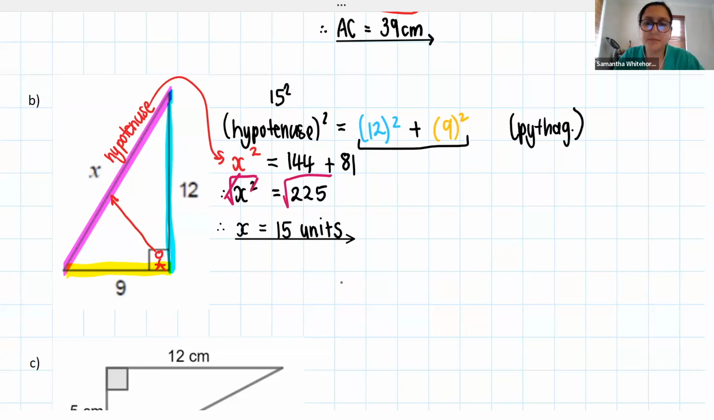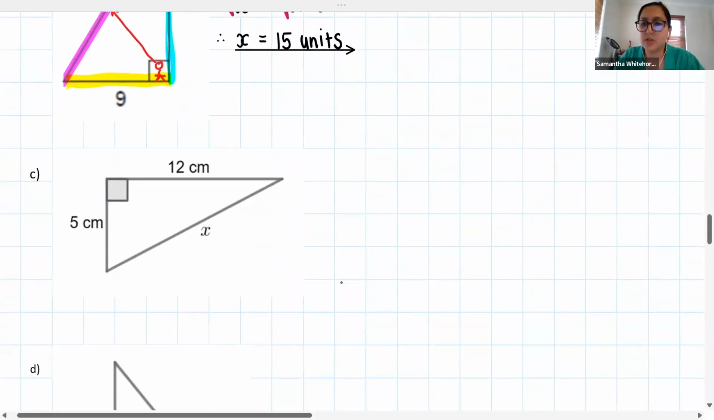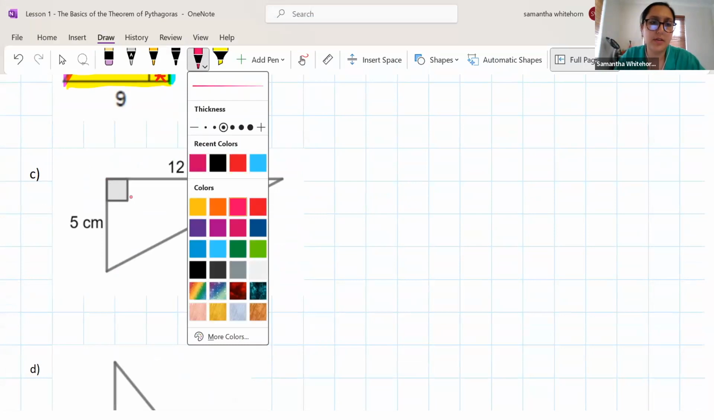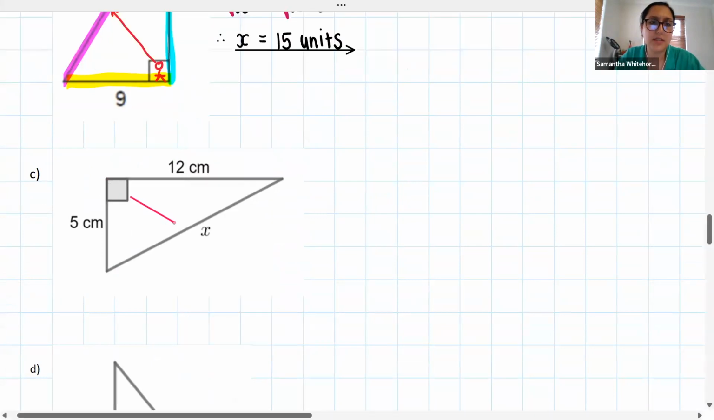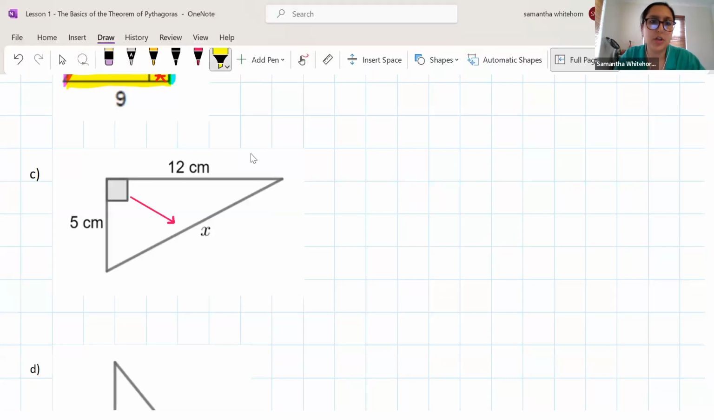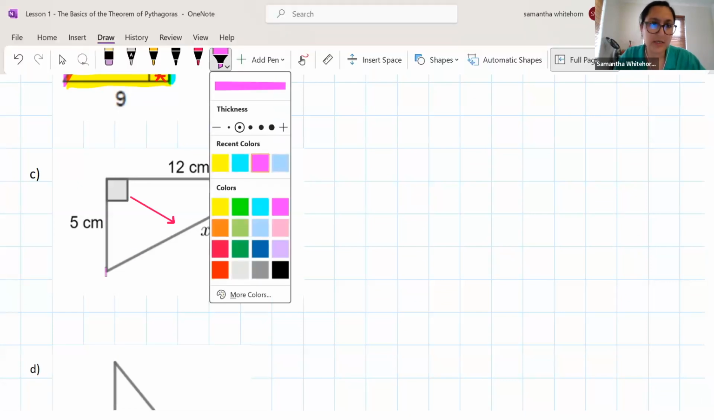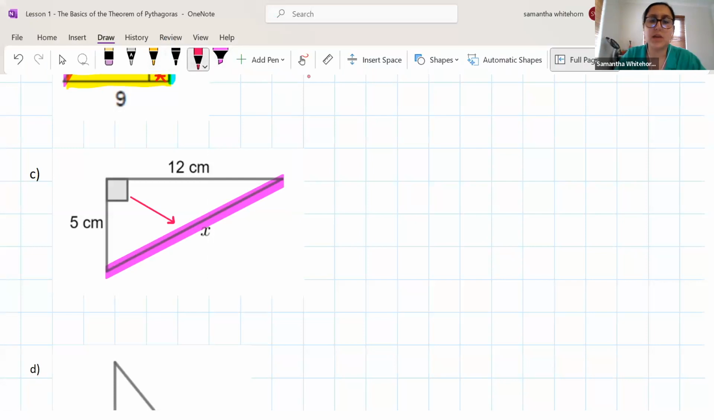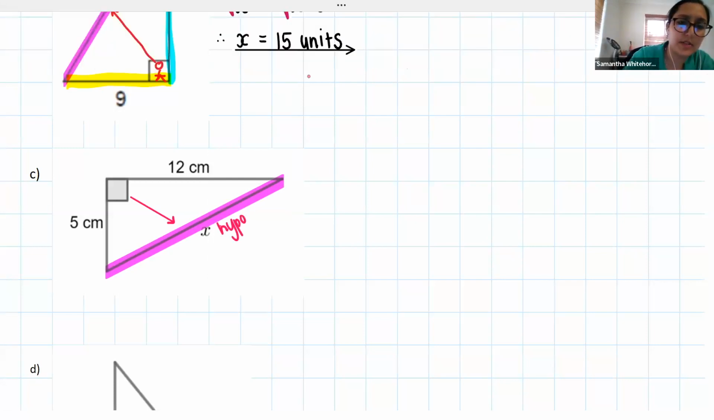I'm moving on. If we have a look at question C, we're going to identify where our hypotenuse is. So we go to our right angle, the side right opposite that 90-degree angle, that is our hypotenuse. So we get our highlighter and we identify our hypotenuse for ourselves. And so once again, we are looking for the hypotenuse. So X is our hypotenuse.